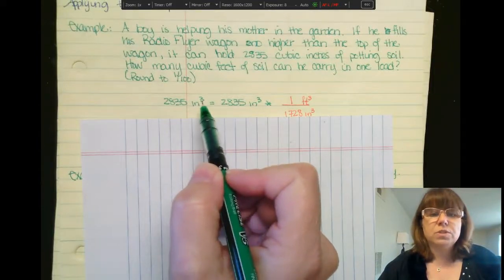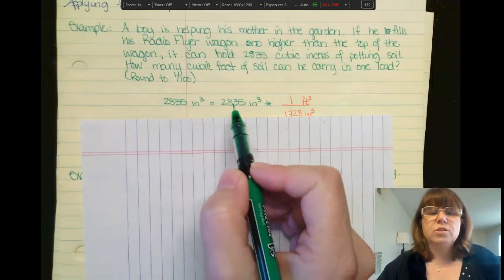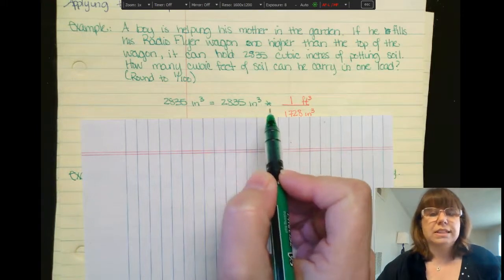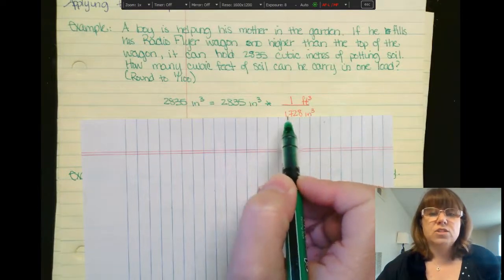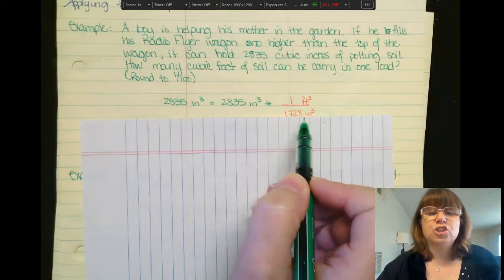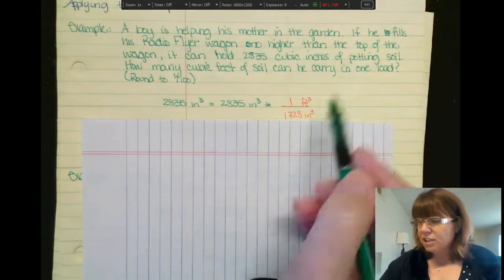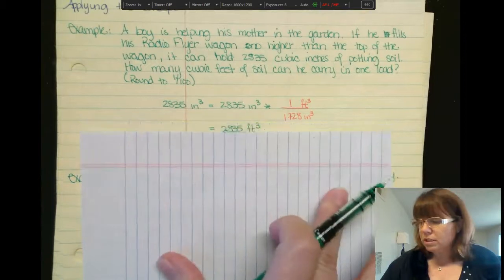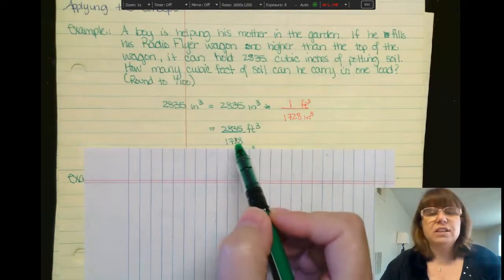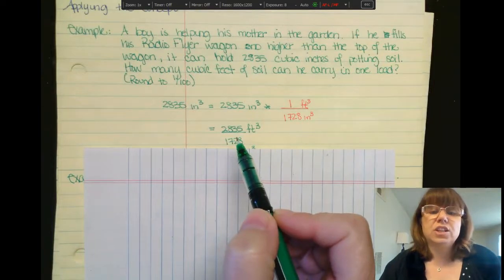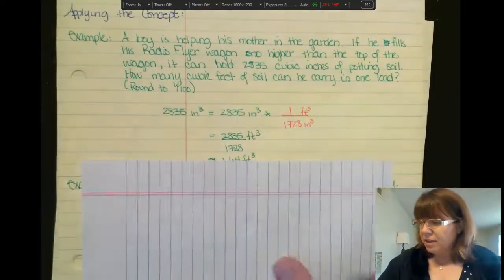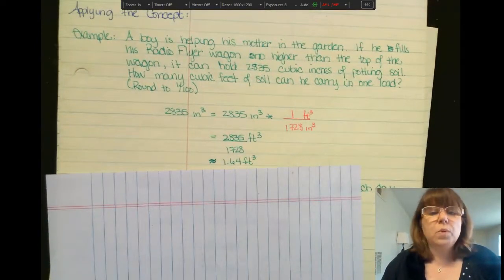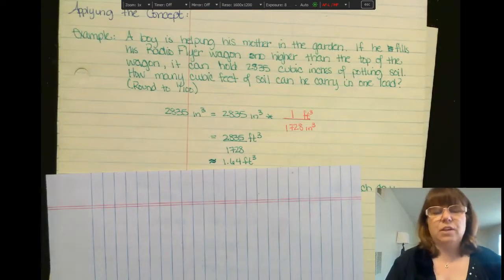2,835 inches cubed times its conversion factor, 1 foot cubed is to 1,728 inches cubed. The inches cubed and inches cubed will divide out, leaving us with 2,835 feet cubed over 1,728. That is approximately 1.64 feet cubed, or cubic feet, however you want to say it.